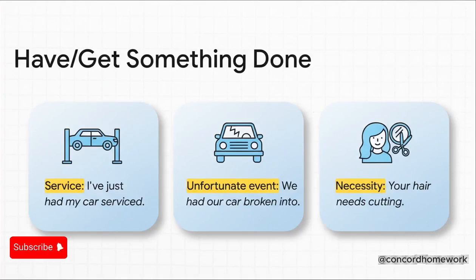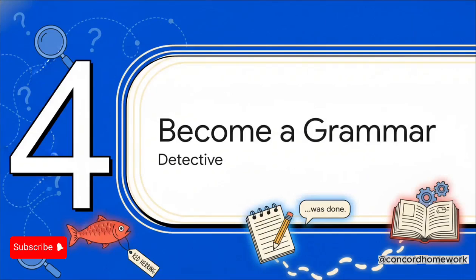You know, like, I had my car serviced. It can also describe unfortunate stuff that happens to us, like we had our car broken into. We can even use a little variation, like saying your hair needs cutting, to point out something that needs to be done. The key here is that the focus is on the object and the action, not on trying to hide who did it. So, as a good detective, you've got to know when a clue is real, and when it's just an alibi.